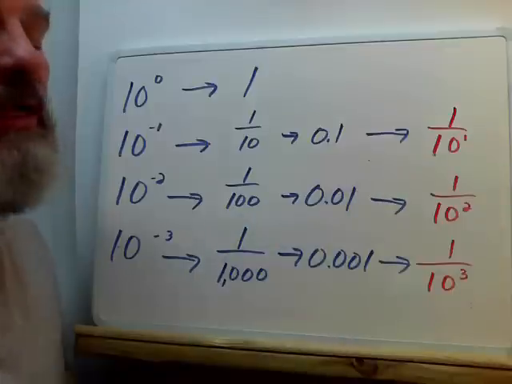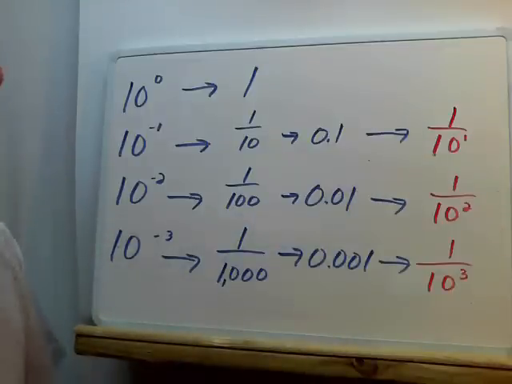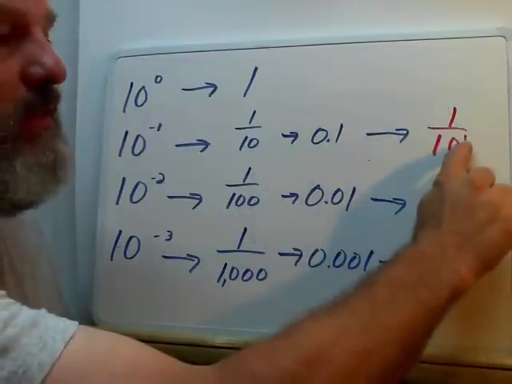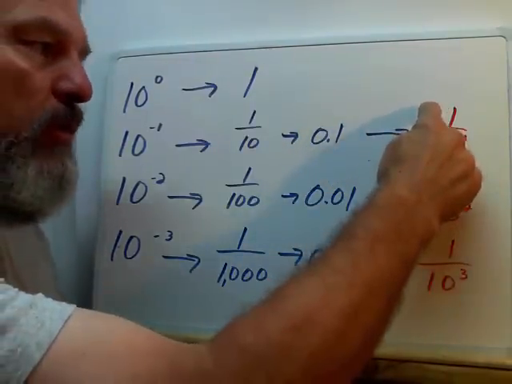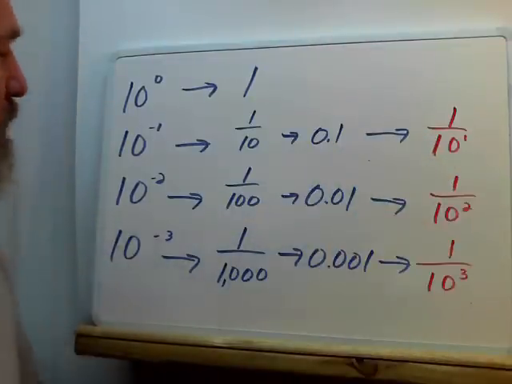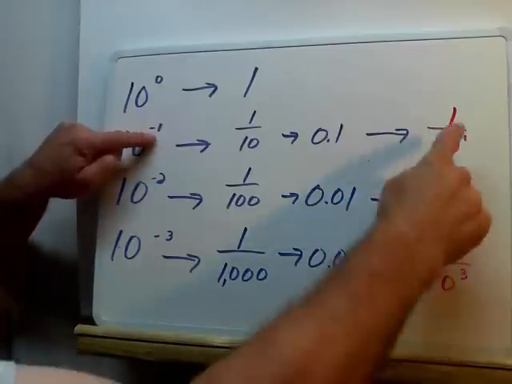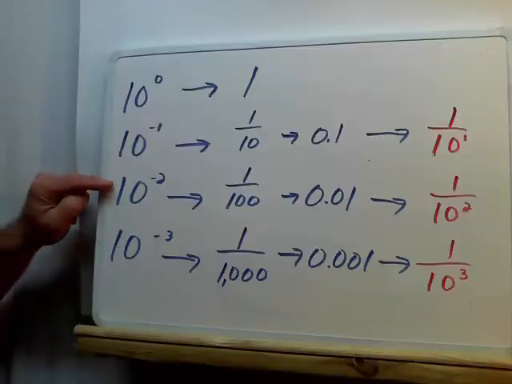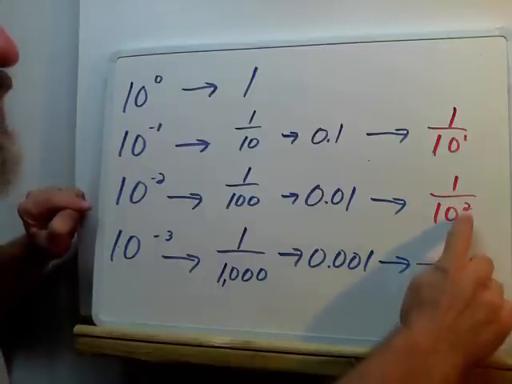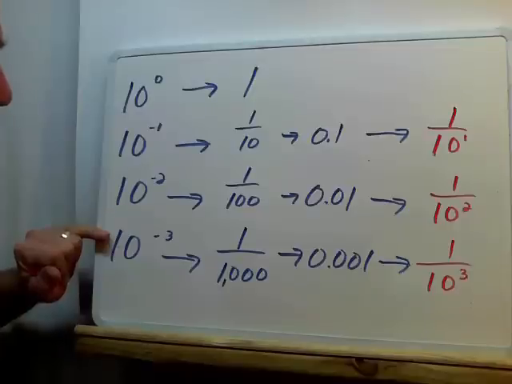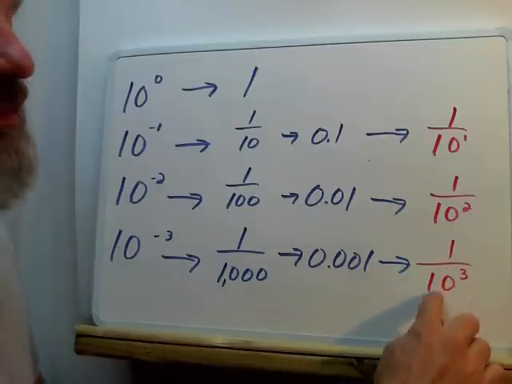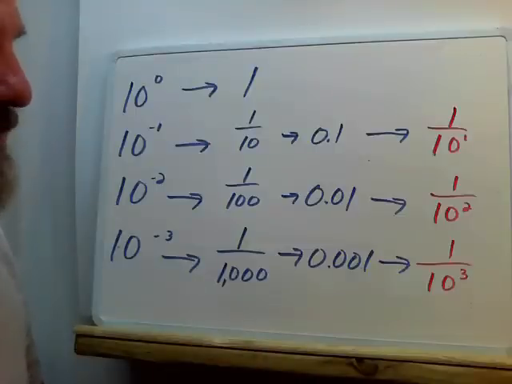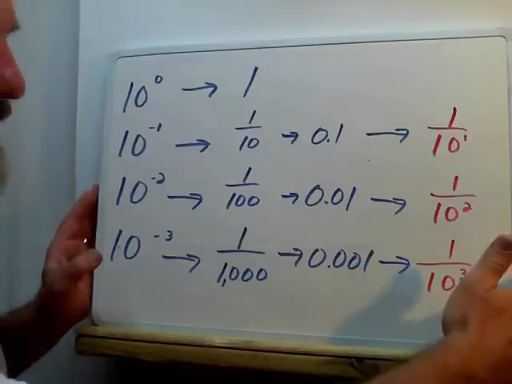This is a very powerful thing when working with negative exponents. Basically, if you move it from the denominator to the numerator, the sign of the power changes. If you move it from the numerator to the denominator, the sign changes. So 10 to the negative first becomes 1 over 10 to the positive first. 10 to the negative second becomes 1 over 10 to the positive second. 10 to the negative third becomes 1 over 10 to the positive third. This is a very powerful thing when doing problems with negative exponents. You'll see that very clearly in a minute.